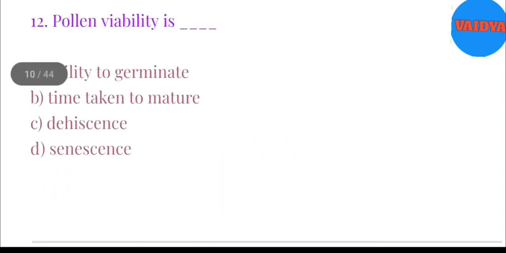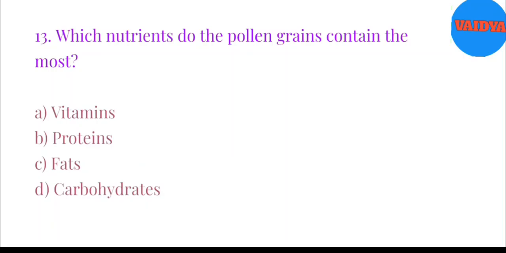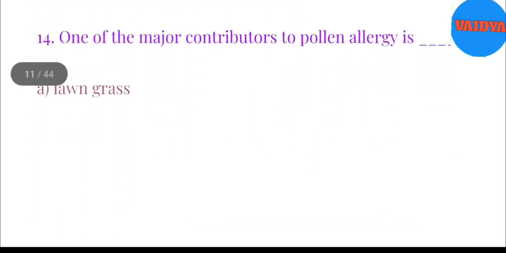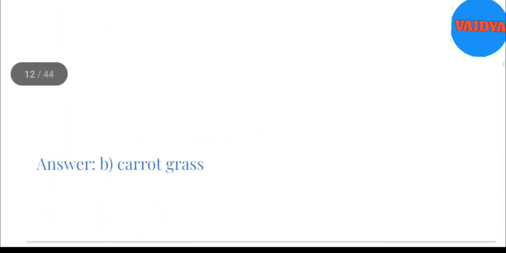12. Pollen viability is? A. Ability to germinate. B. Time taken to mature. C. Dehiscence. D. Senescence. Answer: A. Ability to germinate. 13. Which nutrients do the pollen grains contain the most? A. Vitamins. B. Proteins. C. Fats. D. Carbohydrates. Answer: D. Carbohydrates. 14. One of the major contributors to pollen allergy is? A. Lawn grass. B. Carrot grass. C. Wheat grass. D. Paddy. Answer: B. Carrot grass.